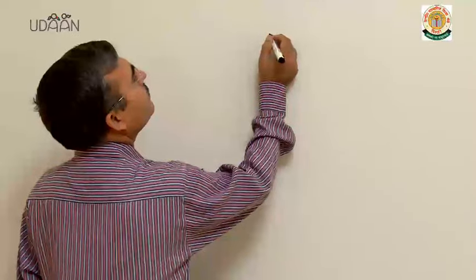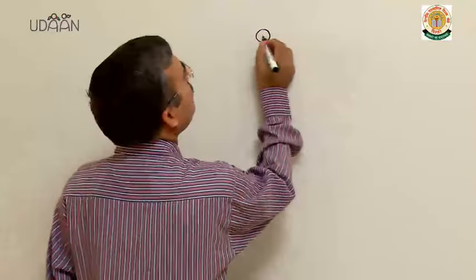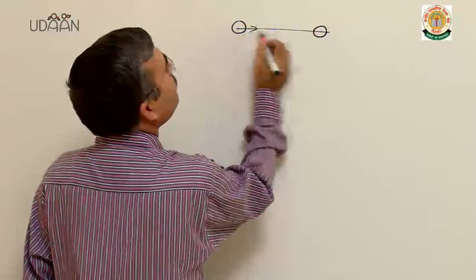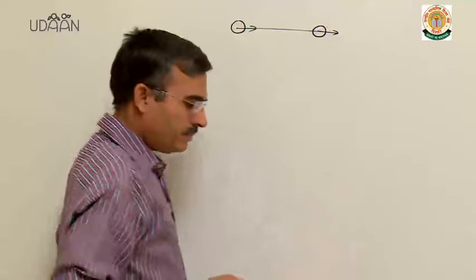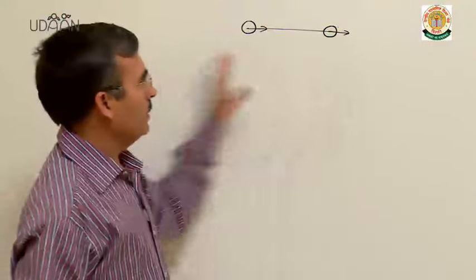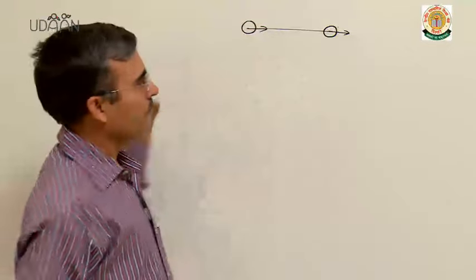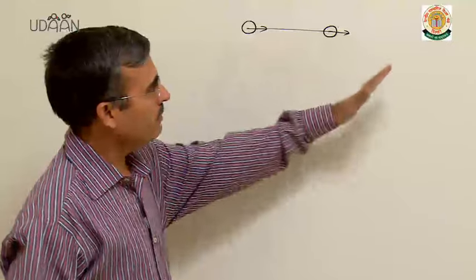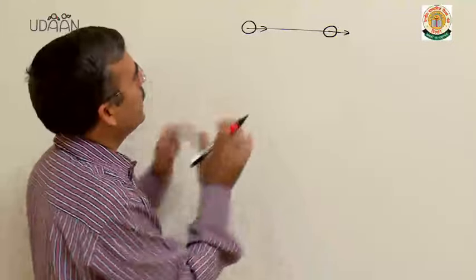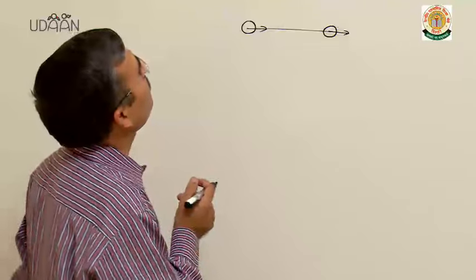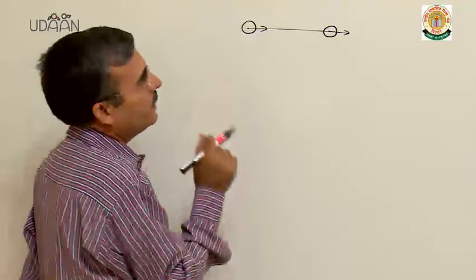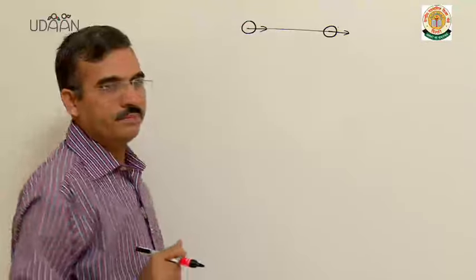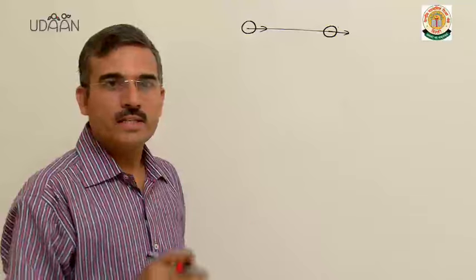First of all, if two bodies are moving along one line before collision and after collision, the motion is only in one line, left side or right side, so that is head-on collision. And if the kinetic energy does not change, that collision is elastic collision.